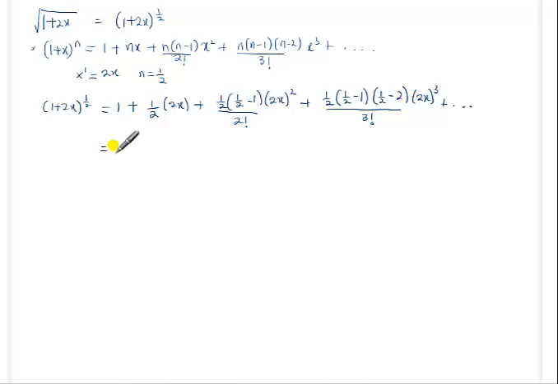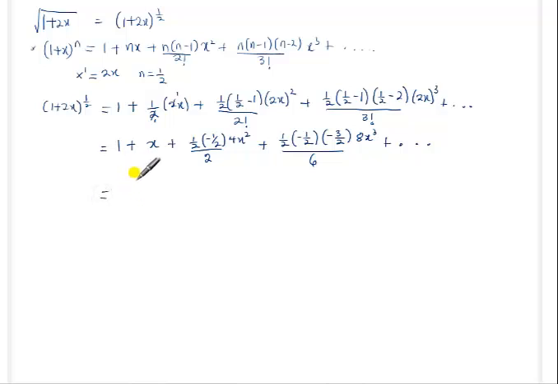So by simplification, this is going to give us 1 plus, the 2 divides itself and divides that, so we have only x. Now coming here, let's take our time. Stay with me. We have a half, and half minus 1 gives minus half, and then we have 4x² all on 2 factorial, which is 2. Plus, now this will be half, and half minus 1 is minus 1 on 2, and half minus 2 gives minus 3 on 2. Take your time and do that. Then we have 8x³, all of this on 3 factorial, which is 6. Plus the other terms that we cannot list.